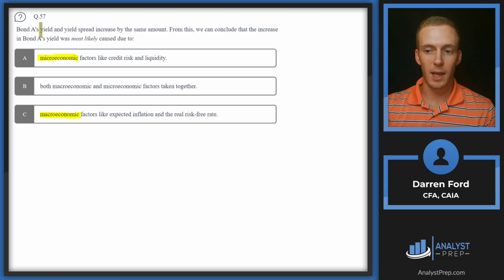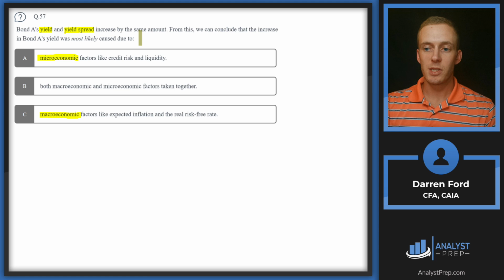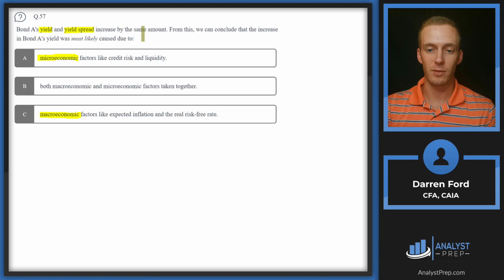So the key we're going to be looking at here is that yield and the yield spread increased by the same amount. So this is implying that the yield spread is really driving the source of the increase in yield. So for example, if the yield was 5% and the spread was 2%, and they both increased by 2, that would imply that the yield is now 7 and the spread is now 4%. So nothing changed with the underlying. It's more the underlying that the spread is measured against. It's the spread of this specific bond.